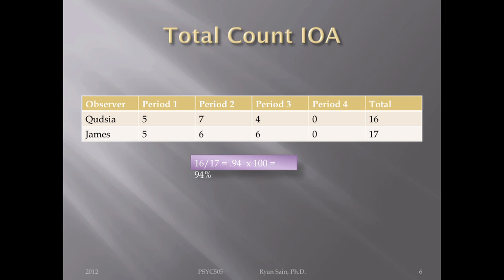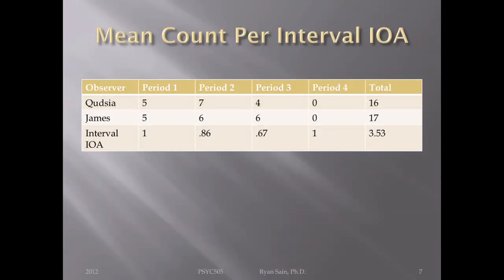So we have some other procedures. One of those is the mean count. We can do the same data here. So the inter-observer agreement is 3.53 divided by 4. Where did we get that from? On average, we added everything up and took an average. Okay. So this is 100% agreement.